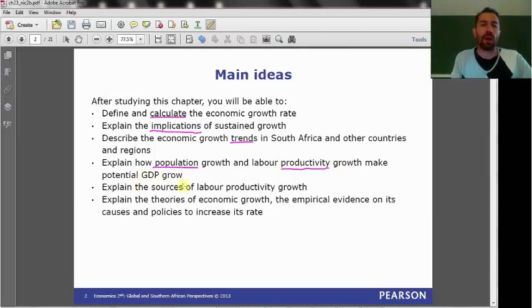We're then going to talk about the different sources of labor productivity growth, and then wrap up the discussion today on different theories of economic growth, as well as maybe briefly mention something about empirical evidence.